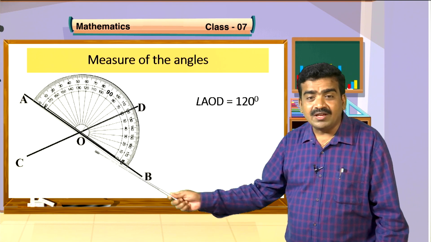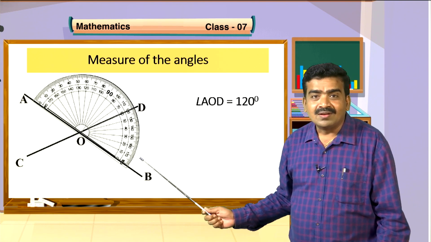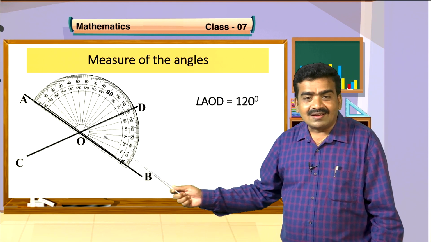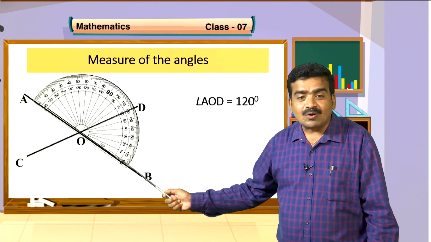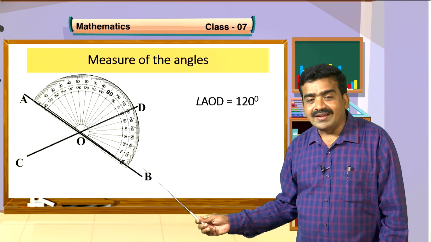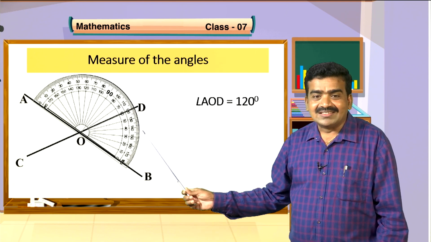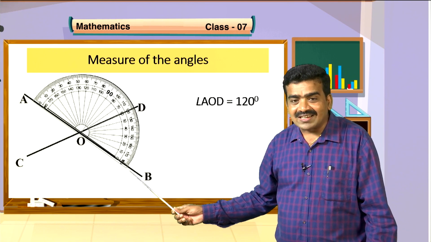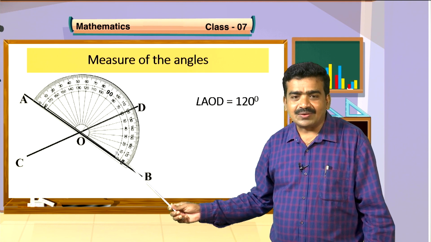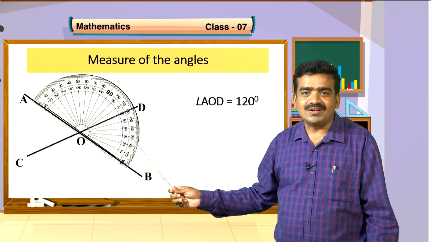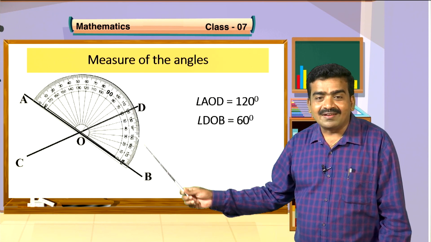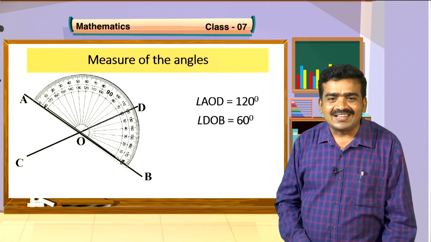Then what about angle BOD or DOB? How to take the measurement? So, here in case of this, on line OB, you have placed the protractor towards the left of the line, then you have to take the readings from the right side. So, while you are taking the readings, you have to consider the second readings over here, that is the inner reading: 0, 10, 20, 30, 40, 50 and 60. Therefore, angle BOD or DOB measures 60 degree.